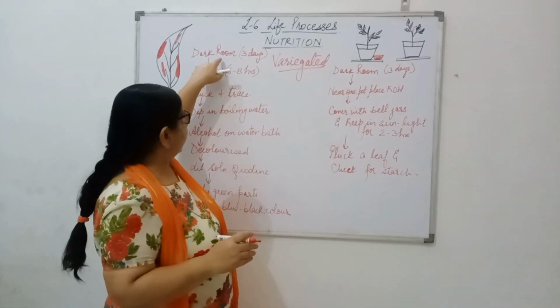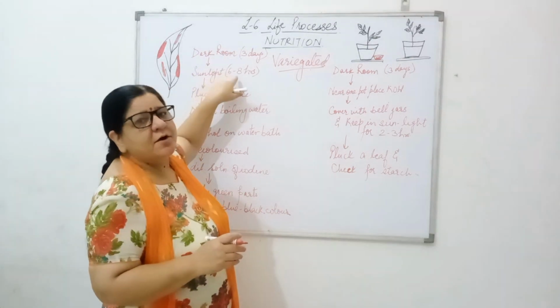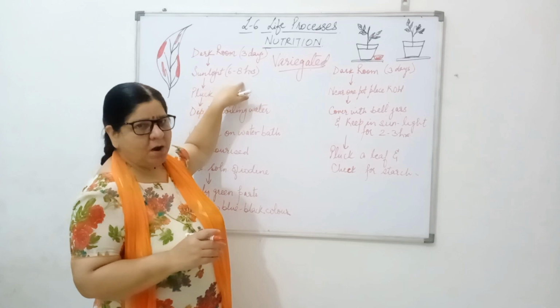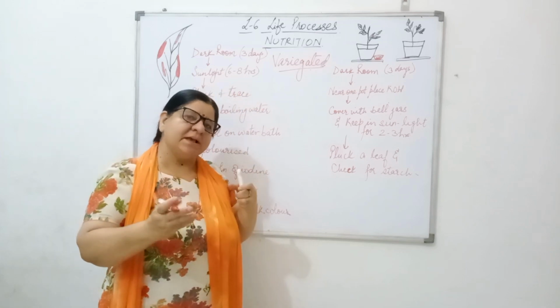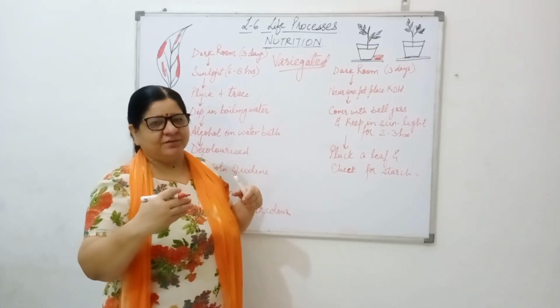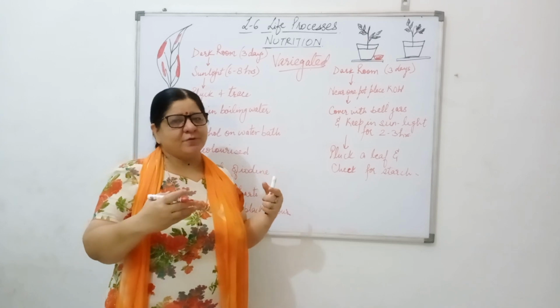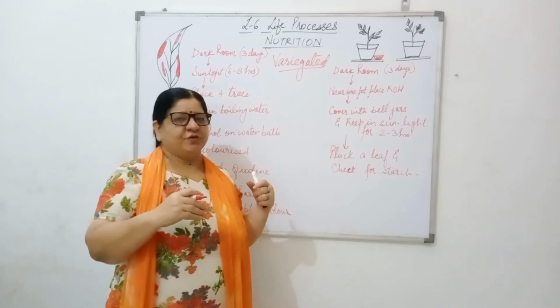Then we take that potted plant out and keep it in sunlight for 6 to 8 hours. Right? In these 6 to 8 hours, the process of photosynthesis will again take place and it will prepare starch.